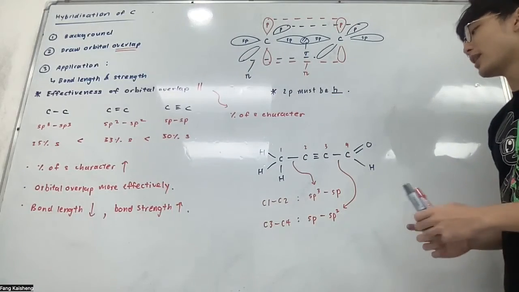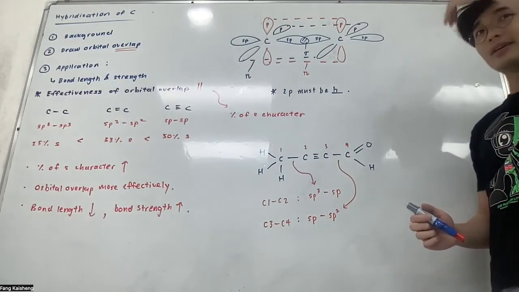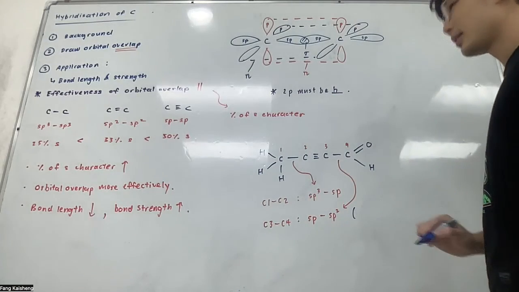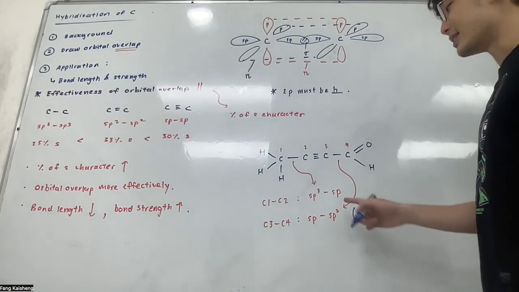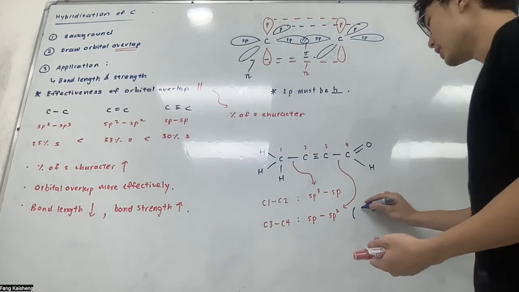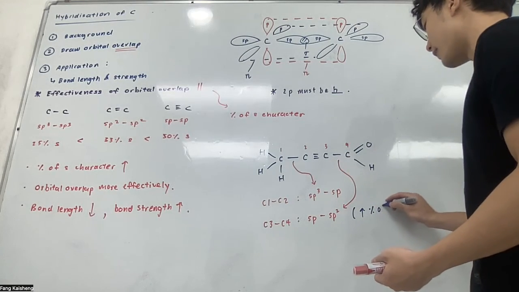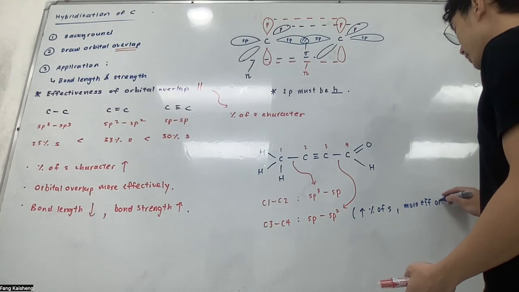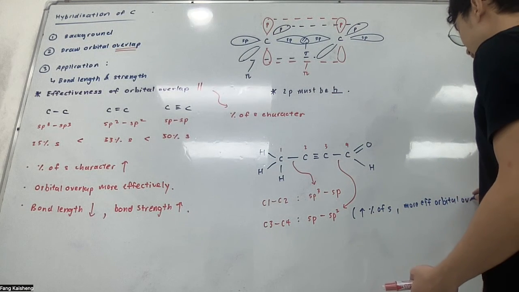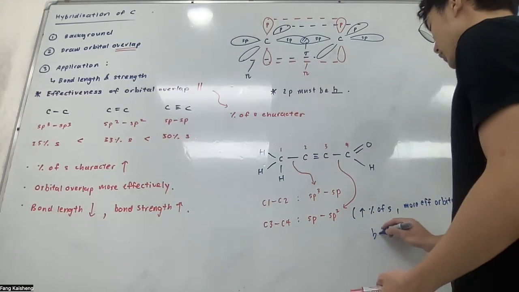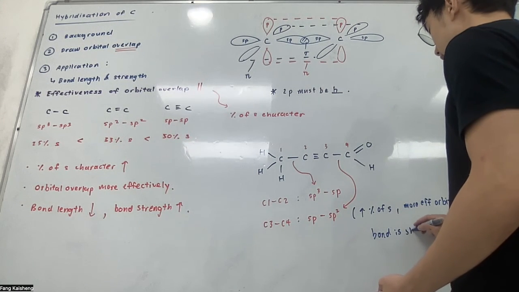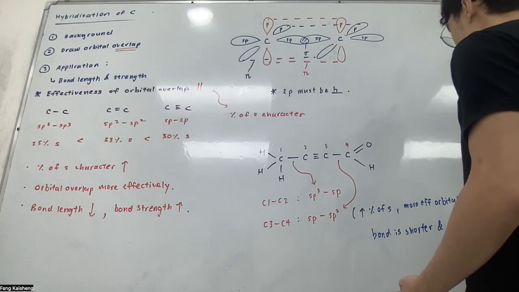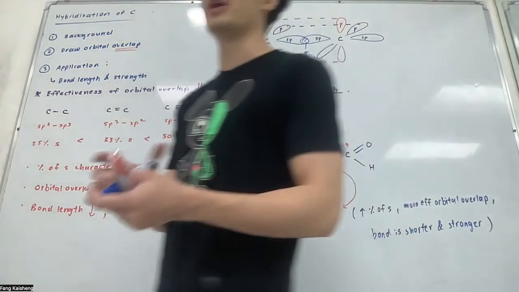So can you just tell me which one has more effective orbital overlap? Okay, the bottom one, because the bottom one has what? There's a higher proportion of S, right? So the bottom one has a higher percentage of S character, hence it has more effective orbital overlap, and that's why the bond is shorter and higher, so it's stronger now. Shorter bonds are stronger. So let's just write down this sample example somewhere in the notes.